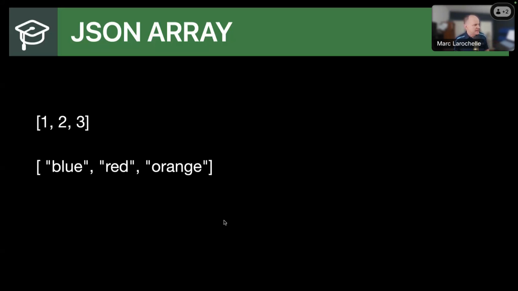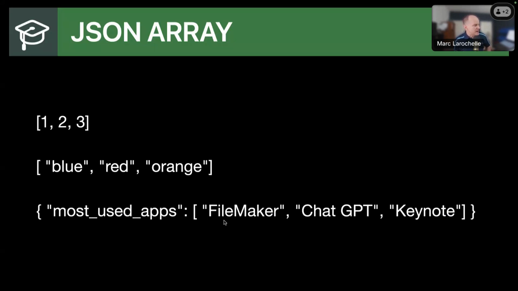That second example is the same thing, but with text strings. With a string, you just need to put quotes. And like I said, you don't typically see an array just hanging out by itself, although you do sometimes see that from certain APIs. This third example here is what you would typically see. You would see some sort of key identifying the values. So here, my key is most used apps, and then the values for that would be FileMaker, ChatGPT, and Keynote. And those are encapsulated within those straight brackets. So that's a key in an array, and the whole thing is an object.